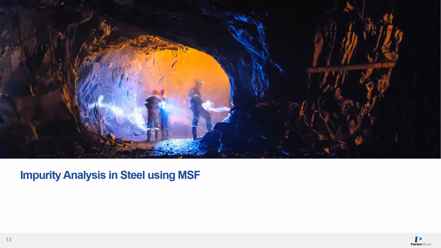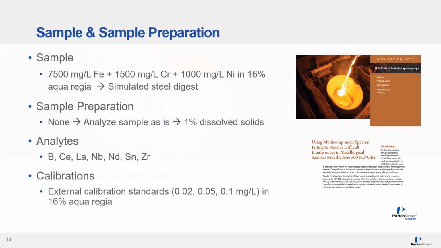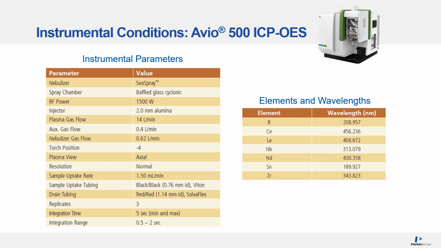Now we're going to look at impurity analysis in steel using MSF. For this analysis, we created a simulated steel digest consisting of high amounts of iron, chromium, and nickel in a 16% aqua regia mix. We were looking for 7 analytes that are commonly found as impurities in steel, and our calibrations were also made in 16% aqua regia. The instrument conditions and setup for the Avio 500 can be seen in this slide, along with the wavelengths used for each of the elements that we wanted to measure for.